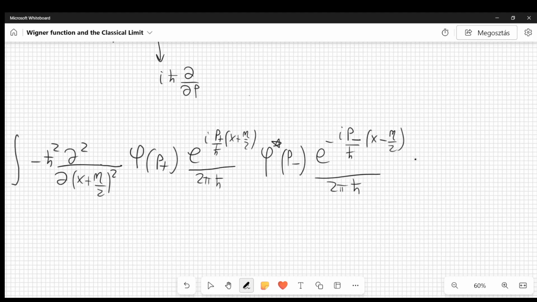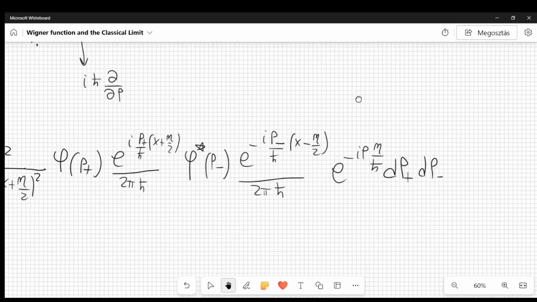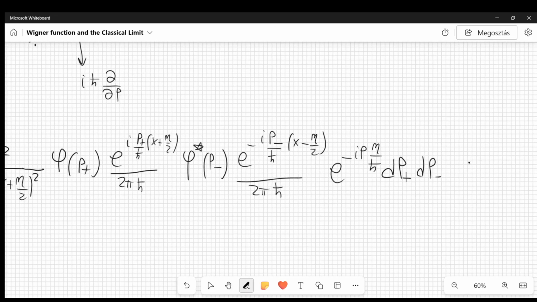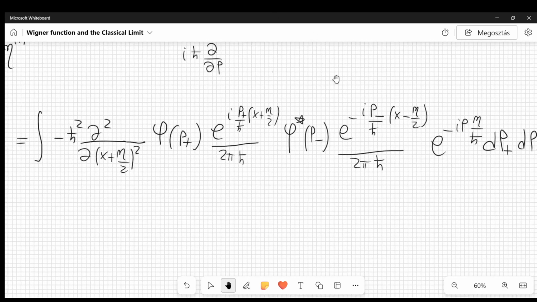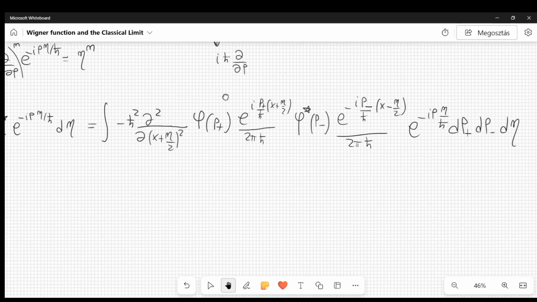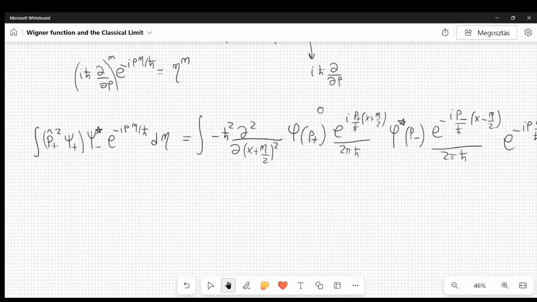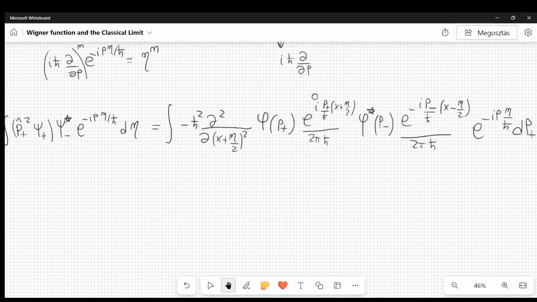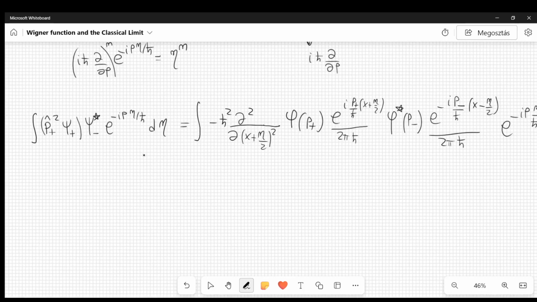We are left with e to the minus i p eta over h bar. I have a differential dp plus dp minus due to the transforms, and I also have d eta. So it seems more complicated, but actually you will see that this will allow us to simplify the expression that we started from.